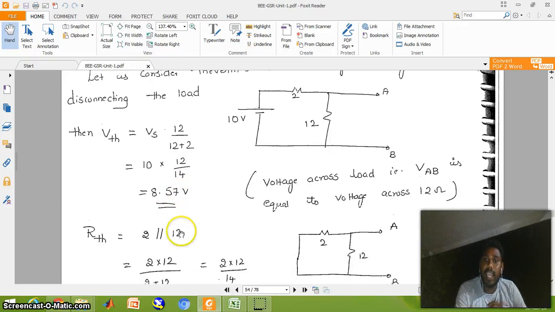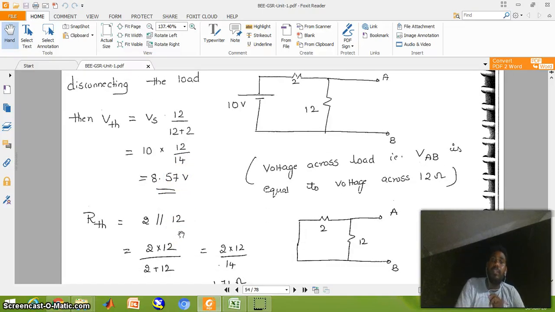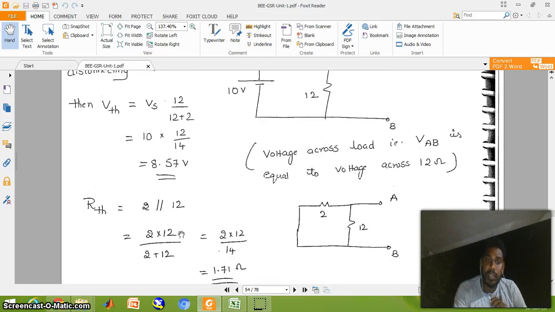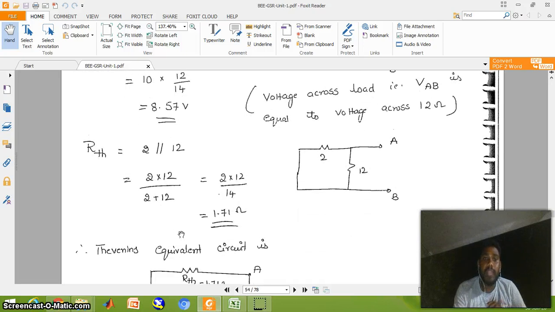The voltage across terminals A and B is equal to the open circuit voltage VOC, that is equal to V Thevenin, that is equal to 8.57 volts. Next, calculate the R Thevenin. At the time of R Thevenin, remove the 24 ohm resistor and leave it open circuit.